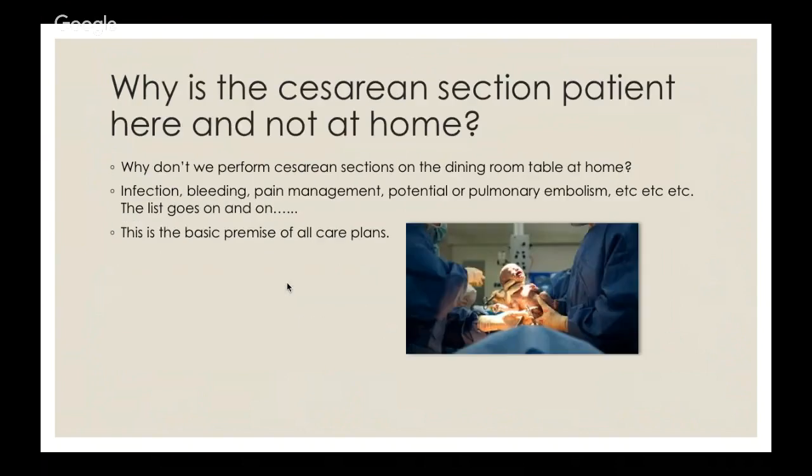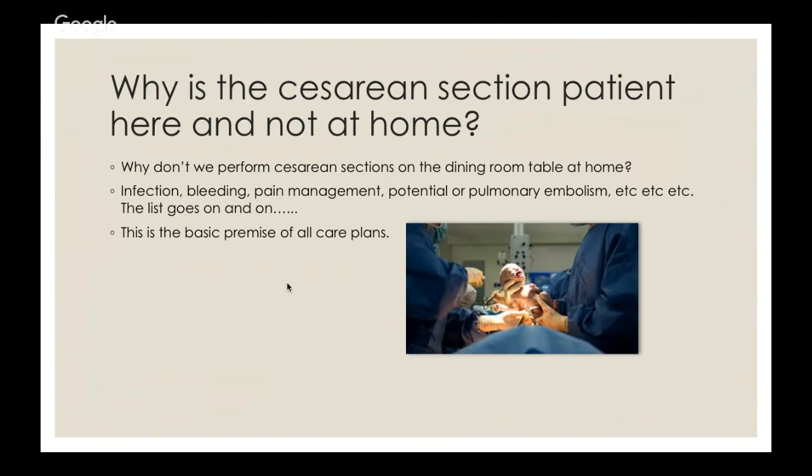So when you're there taking care of your patient, ask yourself, why is this cesarean section patient here in the hospital being cared for and not at home? Well, it seems ridiculous, right? We don't perform cesarean sections on the dining room table. Well, why don't we? I have a really sharp kitchen knife. Why don't I do C-sections at my house? I know that this all is ridiculous, but sometimes it can be helpful to identify what we're doing when we ask ourselves these kinds of ridiculous questions.